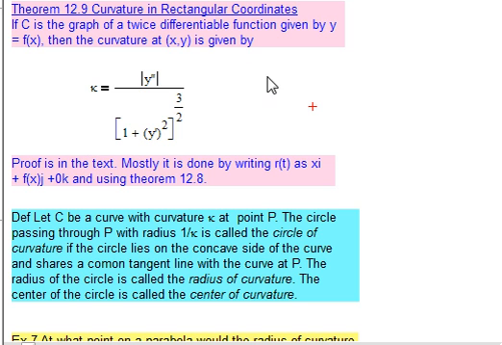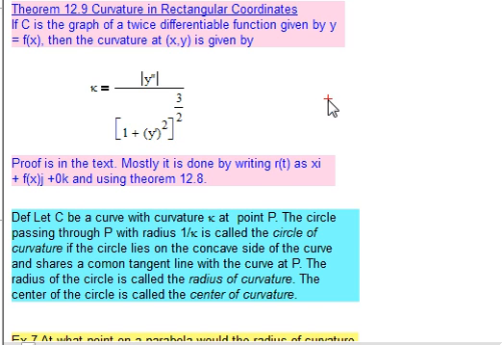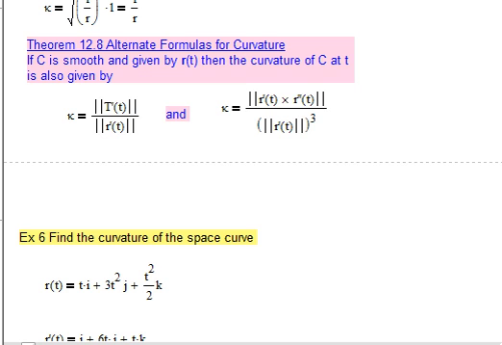We've got other ways to construct curvature, but we can mostly write our vector valued function r of t as x i plus f of x j plus 0 k, and then we are in fact looking at a function that looks like y equals f of x, or the graph would be the same as y equals f of x. It would be in the xy plane, and so the curvature of that graph follows our other curvature formulas. So if you go back to 12.8, you can probably see why this is so. Remember, this has a square root in it.